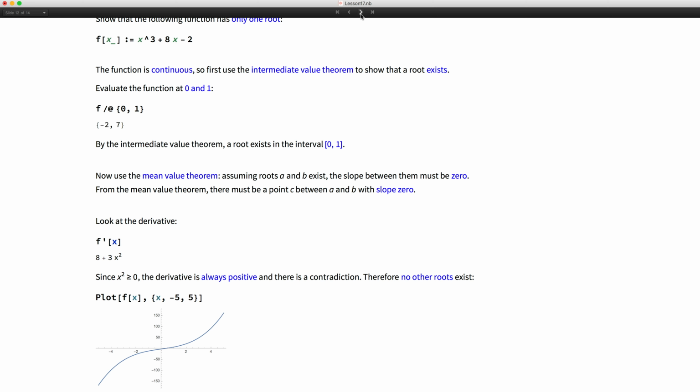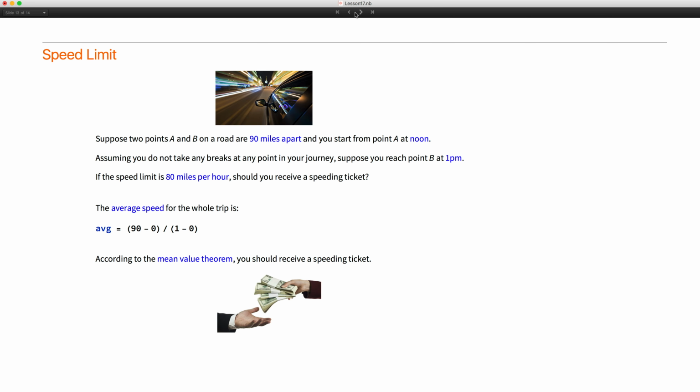Now, as an amusing application of the mean value theorem, let's talk about speed limits. Suppose you've got two points A and B on a road and they are 90 miles apart. You start from point A at noon. Suppose you don't take any breaks in your journey and you get to point B at 1 o'clock. The speed limit in that area says that you cannot exceed 80 miles per hour. The question is, should you receive a speeding ticket or not?